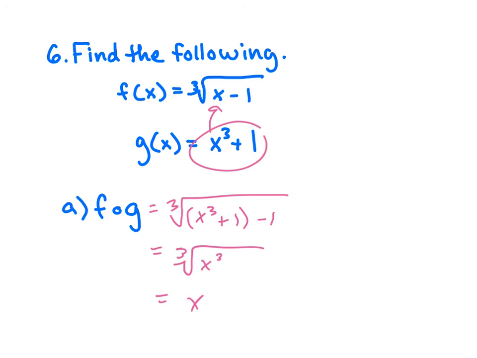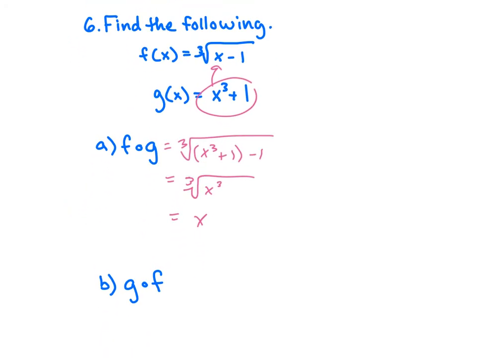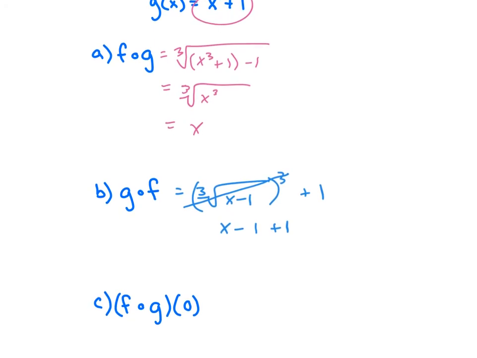For g of f, we would take f and plug it into g. So we would have the cubed root of x minus 1, cubed, plus 1. So the cubed root and the cubed cancel out. We get x minus 1 plus 1. The minus 1 and plus 1 cancel each other out, so we just have x.